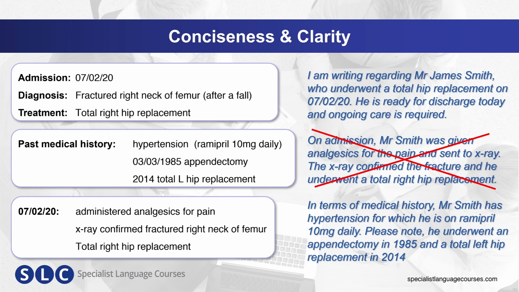Also be careful not to repeat information. In this example, the operation has been mentioned twice. The past medical history is also irrelevant. It does not relate to this medical issue in this letter, and the reader would know this anyway, as there is an existing relationship in place.